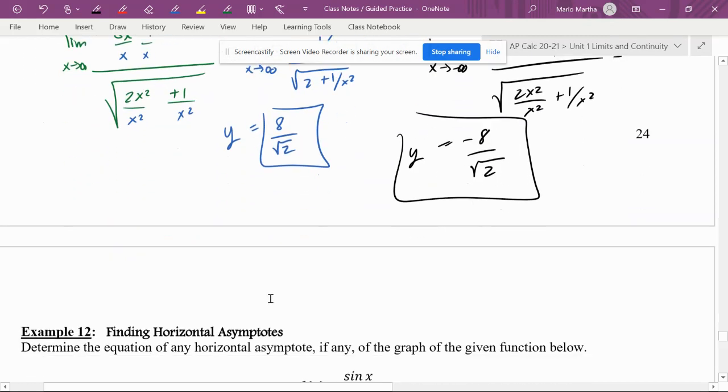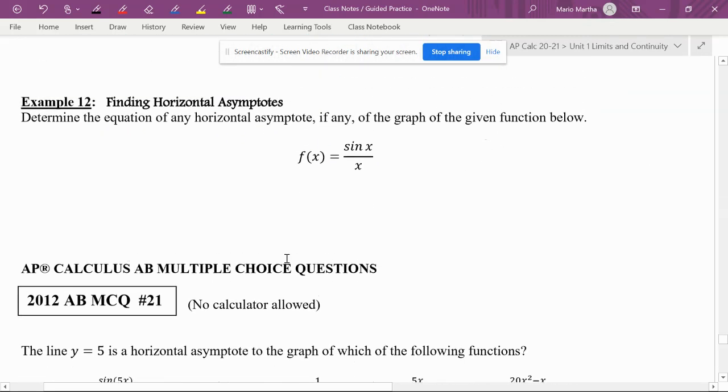So example 12 right there should look a little bit familiar, but when we did it the first time, we were talking about the limit as x approaches 0 of the sine of x over x. And that was equal to 0 as well. Or no, it was equal to 1. Yeah, 1.